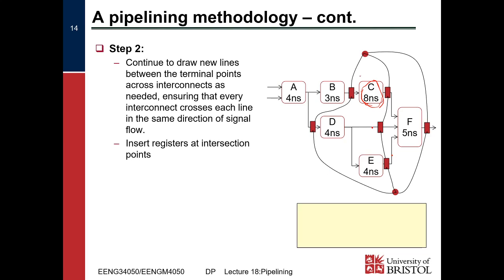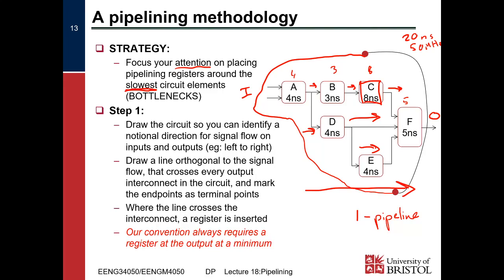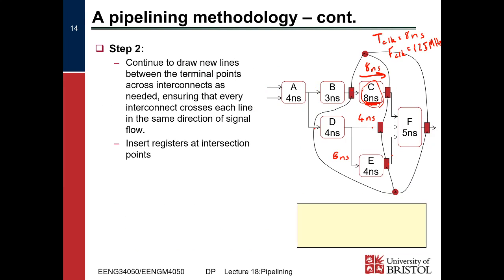And so now what we've done is we've sectioned off C between two registers. The delay from this register to this register is 8 nanoseconds. The delay from this register to this register is 8 nanoseconds. This one's 4 nanoseconds. The longest delay in our circuit is 8 nanoseconds, so we can say T clock equals 8 nanoseconds, F clock equals 125 megahertz. If we look at here, we've gone from 20 nanoseconds and 50 megahertz, up to 8 nanoseconds and 125 megahertz.